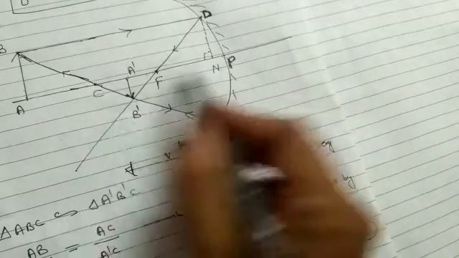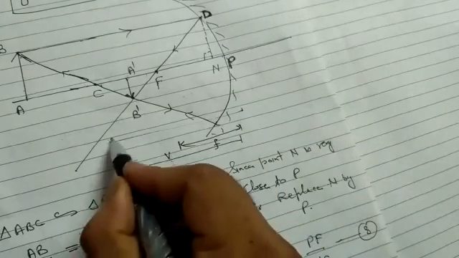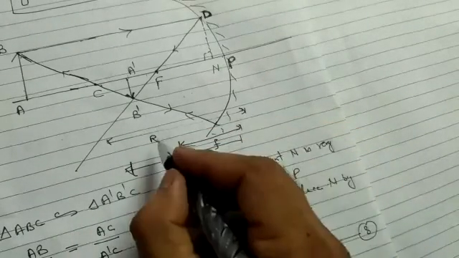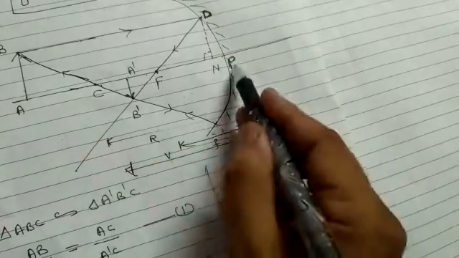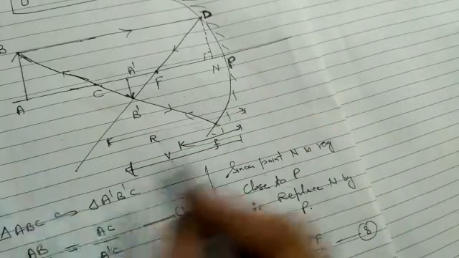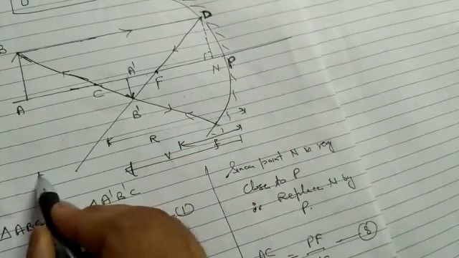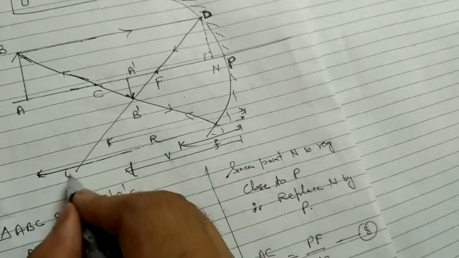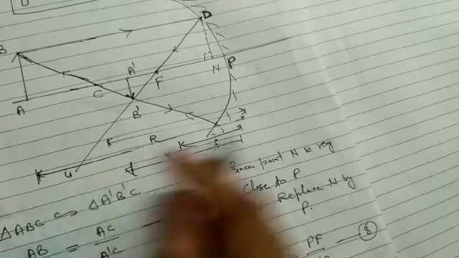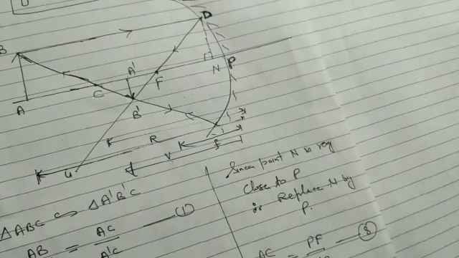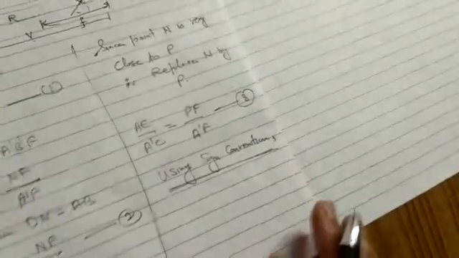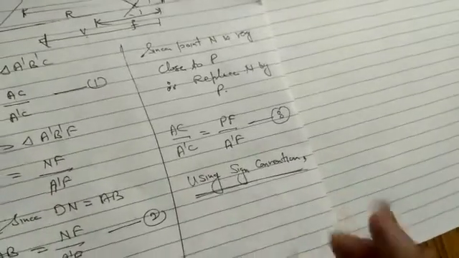Likewise from point C to P, this distance is denoted by R, that is called the radius of curvature here. Again P to A, AB is the object here, so this distance is called the object distance U, and all are negative, left hand side. So using sign convention, first of all replace all the distances from the pole.